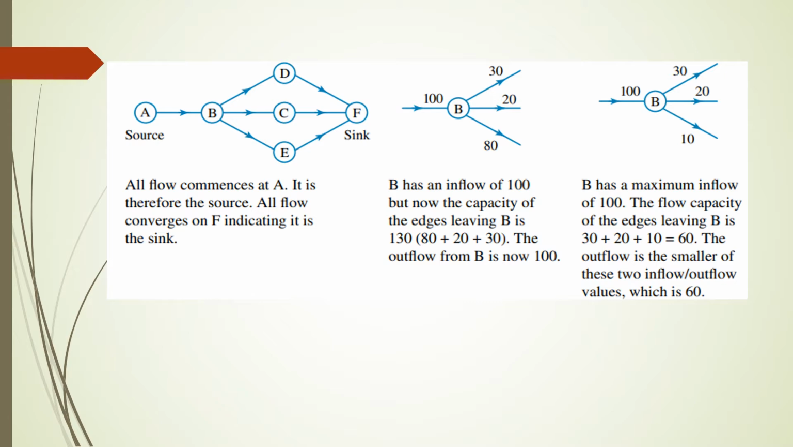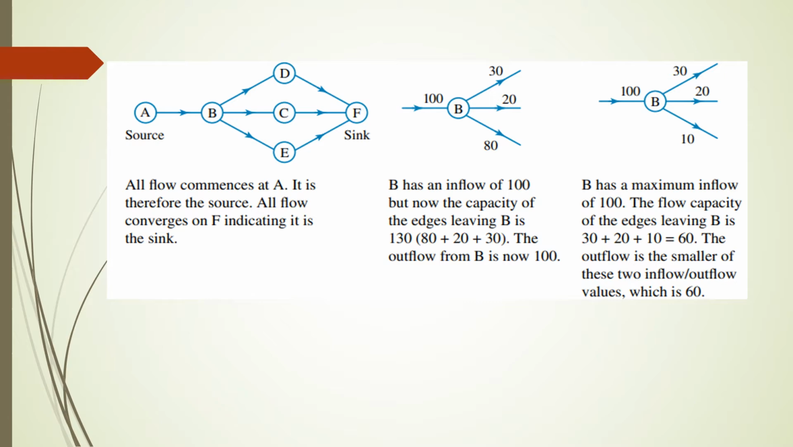So in that first one, A, B, C, D, E, and F, you can see there that the flow commences at vertex A, therefore that is our source, and it all converges and finishes at vertex F, so that is our sink.